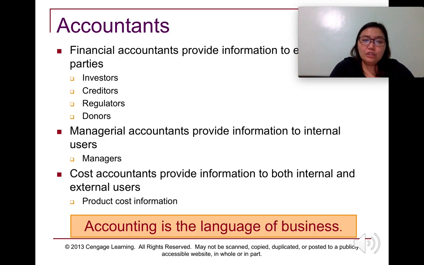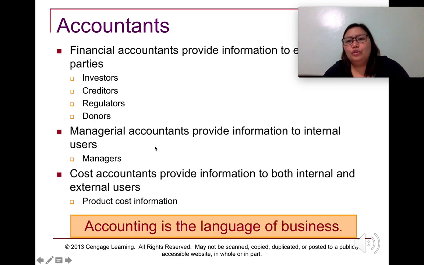And then, syempre, cost accountants provide information to both internal and external users because the cost accounting naman, ang output niya is the product cost information. And the product cost information, of course, is used in financial accounting, specifically in the statement of financial position, yung measurement ng inventories natin. Pati na, of course, dun sa statement of comprehensive income, yung computation ng CGS, ginagamit din siya dun. Okay?